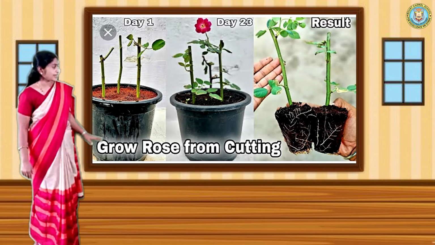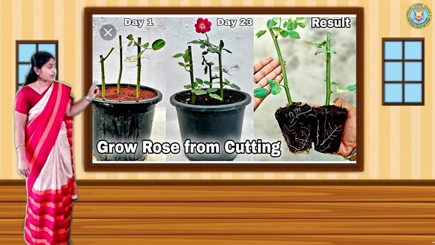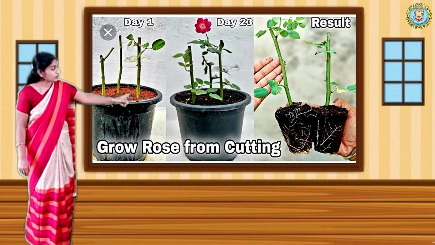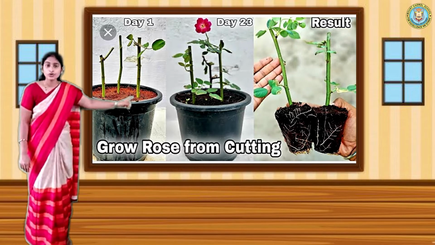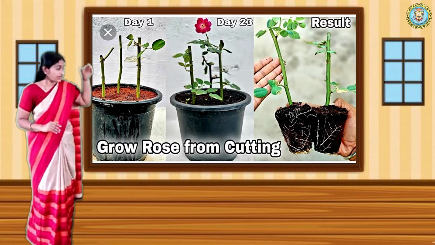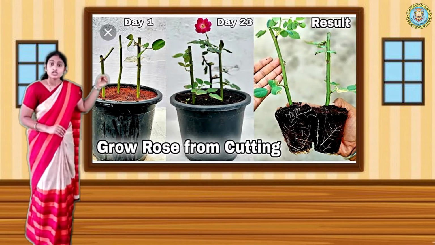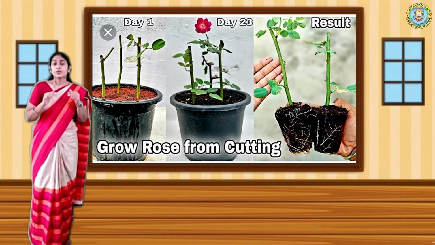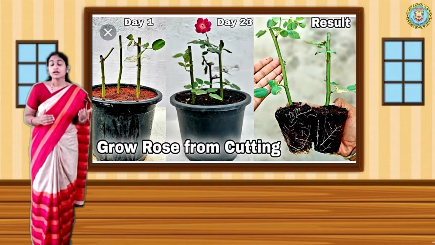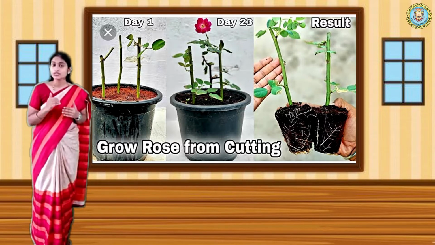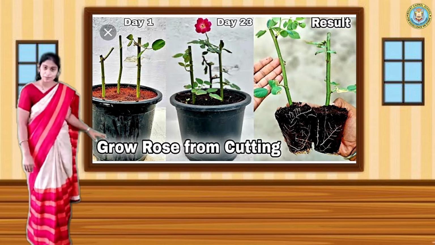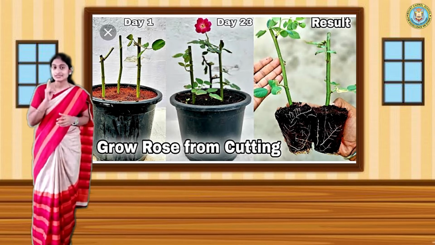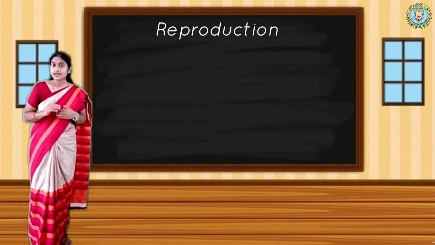How? Like this. See, we have some stems of rose, and see the roots are coming out. What we have to do is cut the stem and put it into the soil. After some days, by getting the correct weather, what will happen? The plant will grow slowly with the help of the stem. Yes, some plants can reproduce by their stem. Now let us move on to the next.